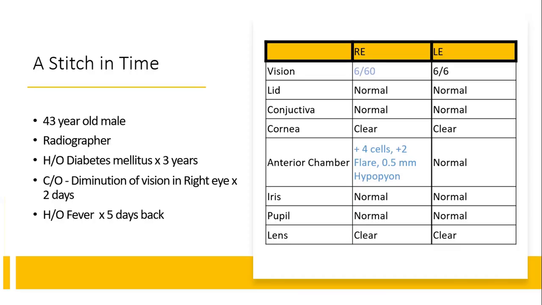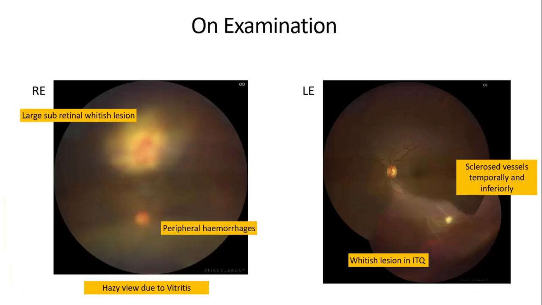And so here is a very interesting experience we had. So we had a 43-year-old poorly controlled male diabetic, a radiographer who presented to us with diminution of vision in the right eye and a vague history of fever a few days ago. He had an anterior segment reaction and a drop in vision in the right eye, but the left eye, anterior segment and vision were normal. At presentation, he had this large subretinal abscess in the right eye with vitreous haze, but the left eye also showed sclerosed vessels and a locus of infection.